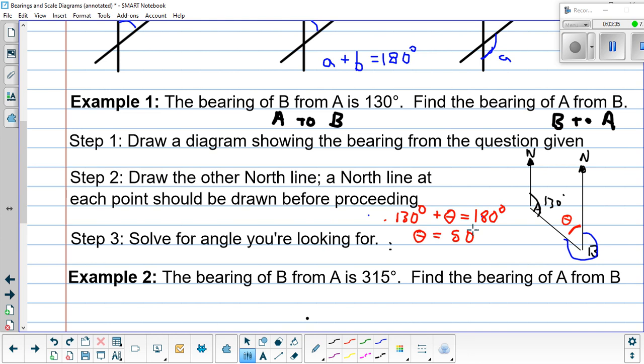And then our bearing, we can say A from B is just equal to, well, we just have to take away 50 off 360. So here, that's 360 minus our theta, which equals 310 degrees. And we substitute that into there.